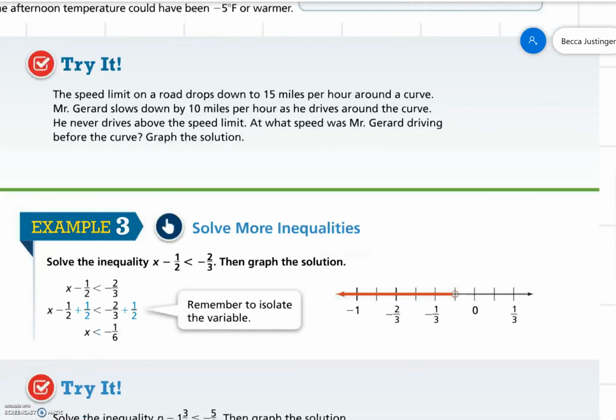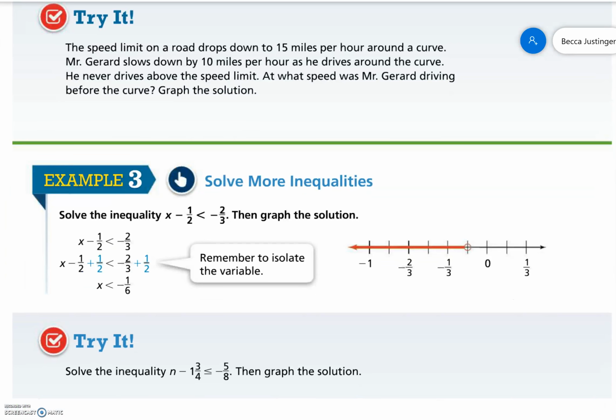The speed limit on a road drops down to 15 miles per hour around a curve. So this is important. Drops down to 15 miles per hour. Mr. Gerard slows down by 10 miles per hour as he drives around the curve. He never drives above the speed limit. At what speed was Mr. Gerard driving before the curve?